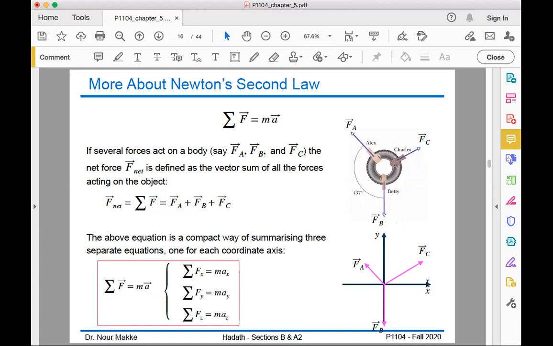You have all the forces. You should define your reference frame. So you should always define x and y axes in order to make the projection of these forces along the axes. And so Newton's second law becomes a set of three equations: the projection along x, along y, and along z. So the sum of Fx equals max, the sum of Fy equals may, and the sum of Fz equals maz.